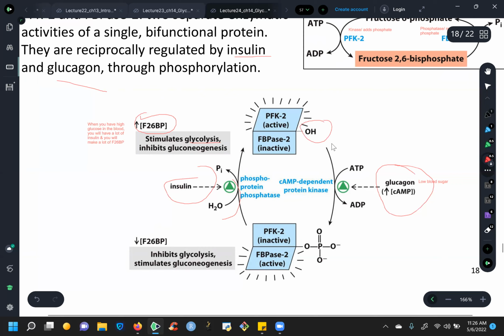And then when you have glucagon, that increases cyclic AMP. And so this ATP is used and you phosphorylate. So we used to have the alcohol, but now you phosphorylate. This is when there's a low blood sugar. You have glucagon, which increases cyclic AMP, and ATP is used for phosphorylation. And this is a cyclic AMP dependent protein kinase. And this will inhibit glycolysis and it stimulates gluconeogenesis.